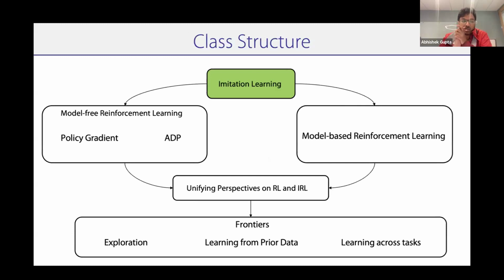Okay, so the structure of our class is going to be start with imitation, then we'll do model-free, model-based, unify things, and then do frontiers, right? So we're still at imitation learning, and we really want to get into the weeds of what makes it hard and what are solutions that people have come up with in recent years, right?